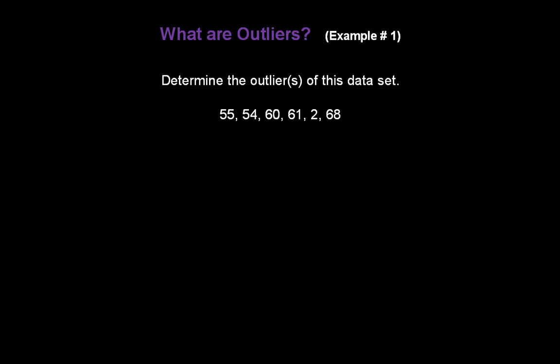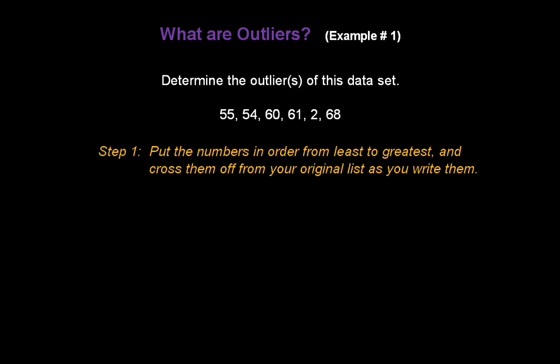Determine the outliers in this data set. Well, they're not in order, so the first thing we should always do is put the numbers in order from least to greatest, cross them off the original list as you write them. That way you're sure you haven't missed any. Smallest number I see here is a 2, so I'll write down the 2 and cross it off the list. The next smallest number is 54, followed by a 55, a 60, a 61, and a 68. That's all of our numbers.